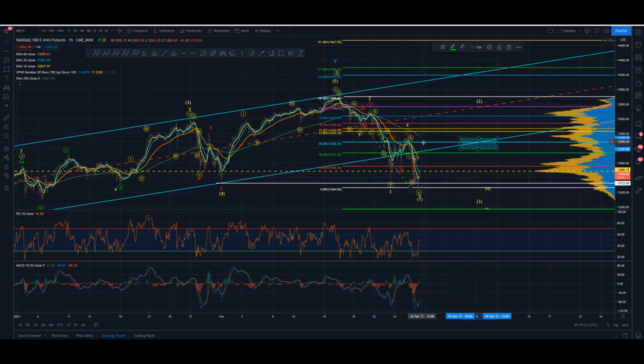You know how things are moving lately, so volatile, it could be up in an hour. But let's say we come up to the 50, which would be 13,283.25. That's a 50% retracement. But I don't think we're going to go there. I think we're going to go much higher.